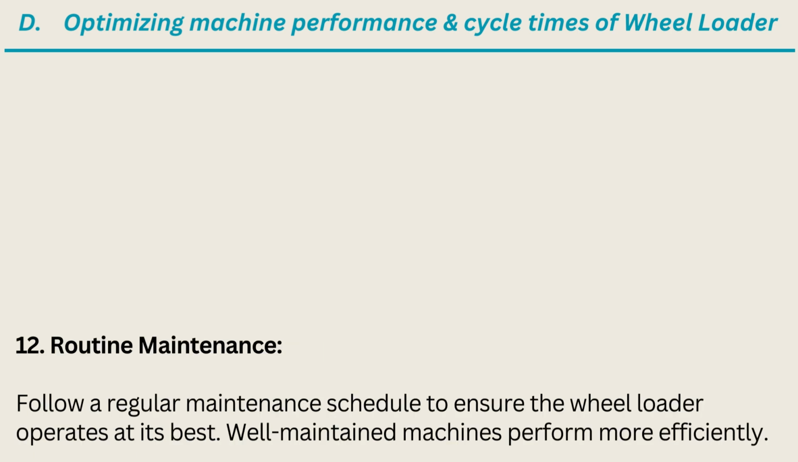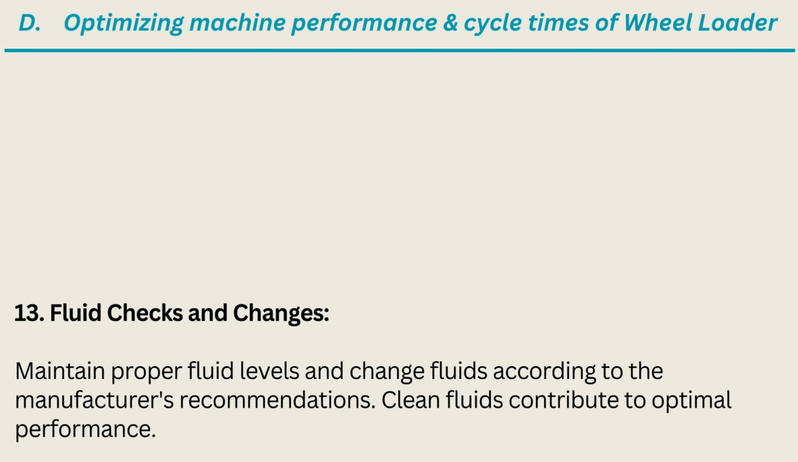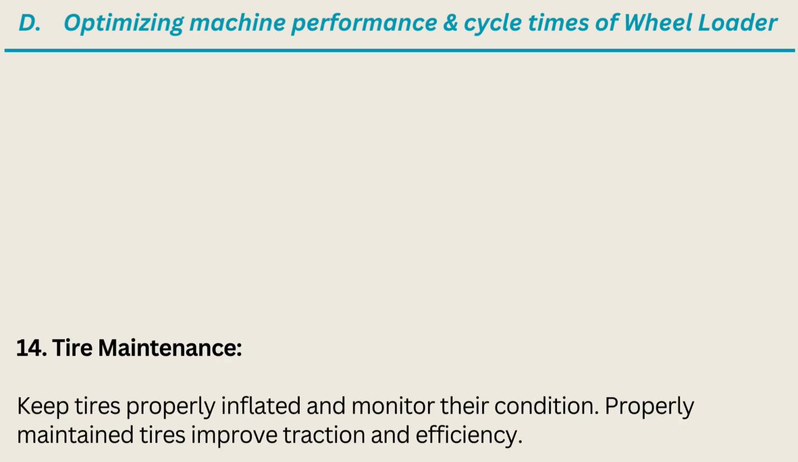12. Routine maintenance. Follow a regular maintenance schedule to ensure the wheel loader operates at its best. Well-maintained machines perform more efficiently. 13. Fluid checks and changes. Maintain proper fluid levels and change fluids according to the manufacturer's recommendations. Clean fluids contribute to optimal performance. 14. Tire maintenance. Keep tires properly inflated and monitor their condition. Properly maintained tires improve traction and efficiency.